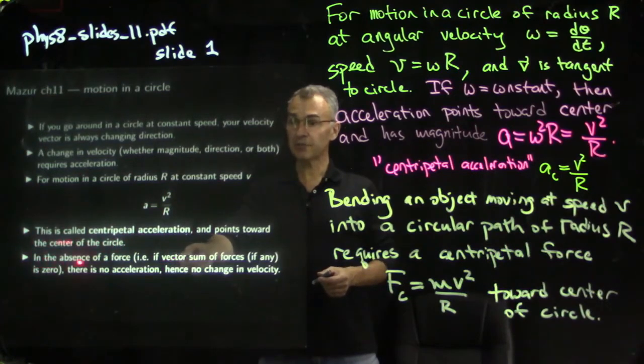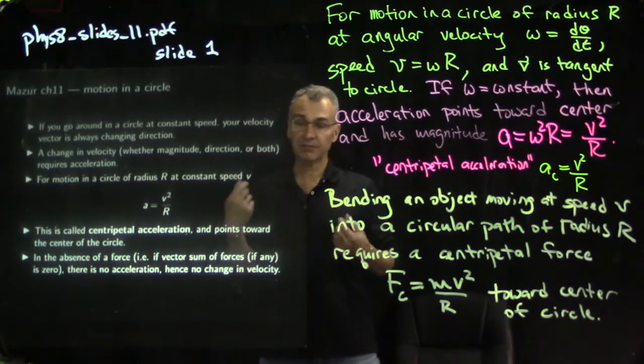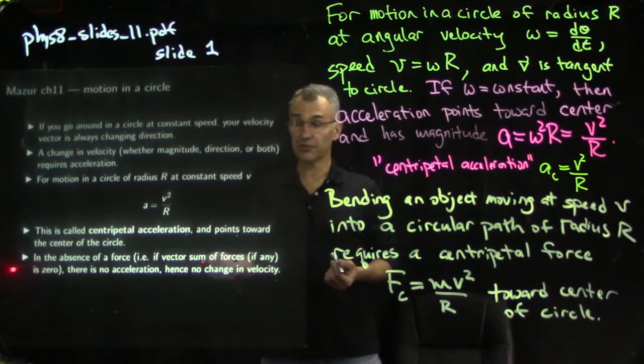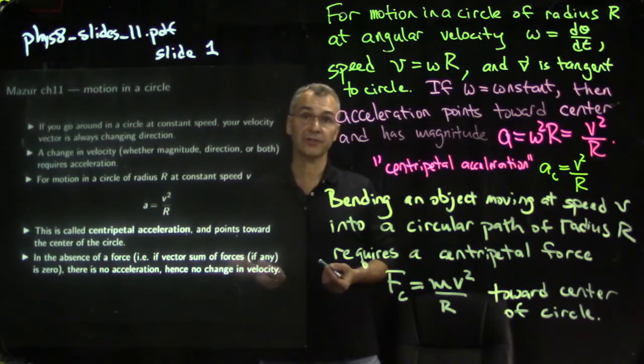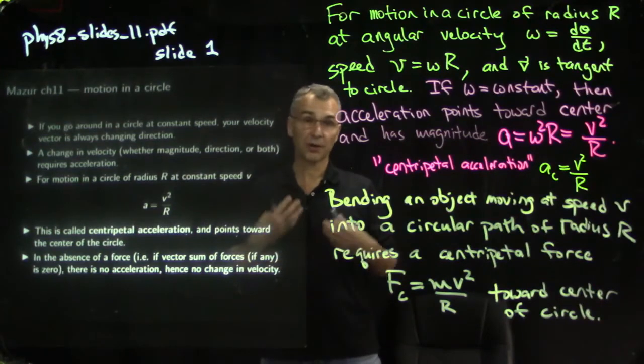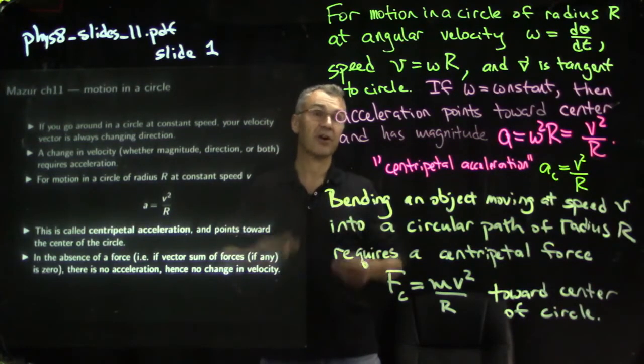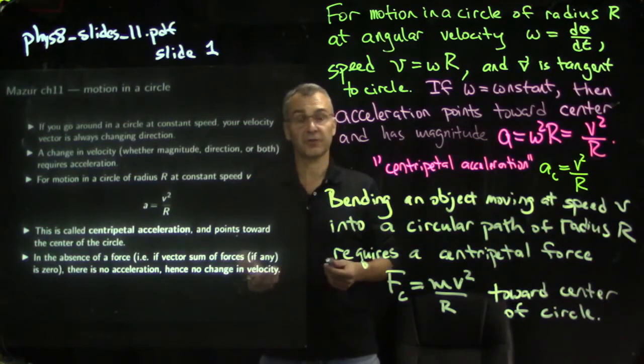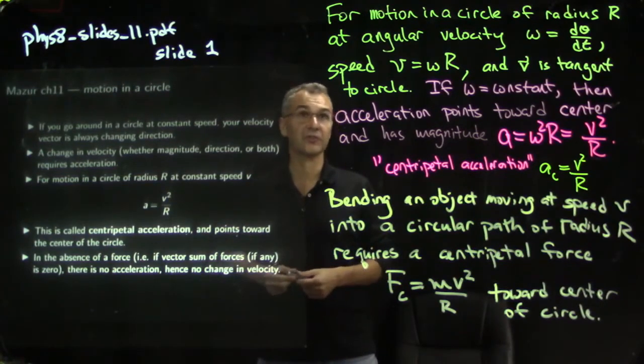In the absence of a force, in other words, if the vector sum of forces is 0, or if there are no forces, then there is no acceleration and therefore no change in velocity. So you know that in the absence of an unbalanced force, an object will continue at constant velocity. That constant might be 0. So an object will continue at 0 or constant velocity.